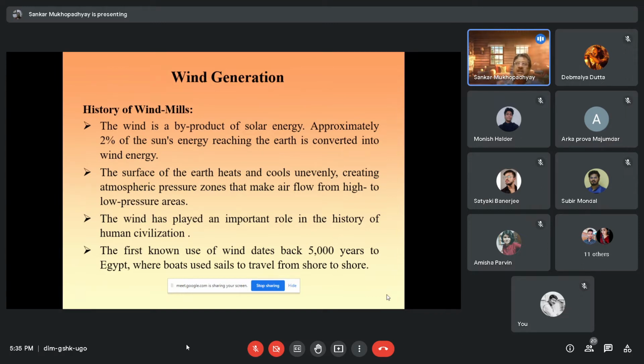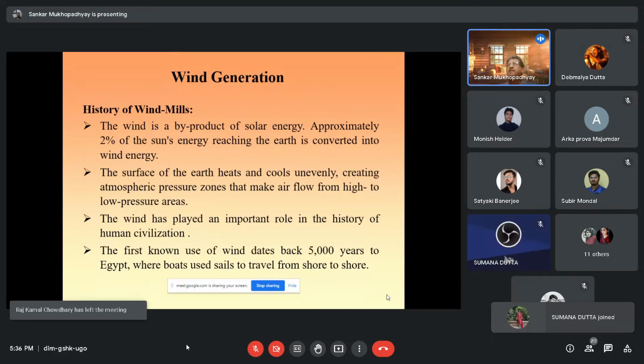Now the history. Let's know something of wind turbines. At the very beginning, wind is a byproduct of solar energy. Approximately 2% of the sun's energy reaching the earth is converted into wind energy. So all you know is that wind flows because the heat is there. The wind gets expanded, it moves up, and the heavier wind tries to fill up that position.